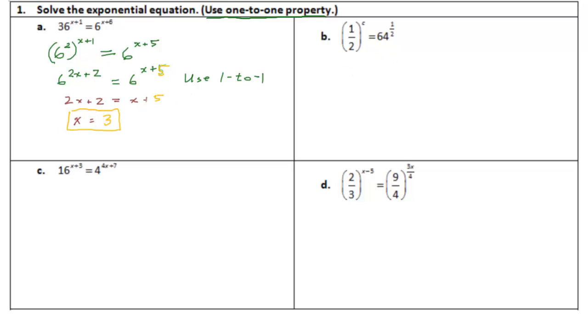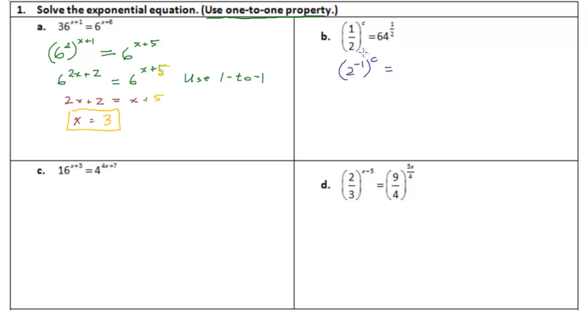Going now to the next problem. This is a little harder to see the common base that we can use. Well, 1/2 is 2 to the negative 1. Let's just start with that. 2 to the negative 1 is 1 over 2. That's the reciprocal property. And then we have that to the c power.